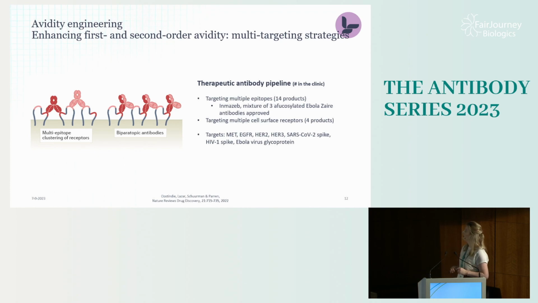One is actually targeting multiple epitopes on Ebola. It's a mixture of 3 afucosylated antibodies, and that's approved. And there are also multiple products that target multiple cell surface receptors, such as the EGFR, HER2, HER3 family members and others. So I think the field is really moving there.